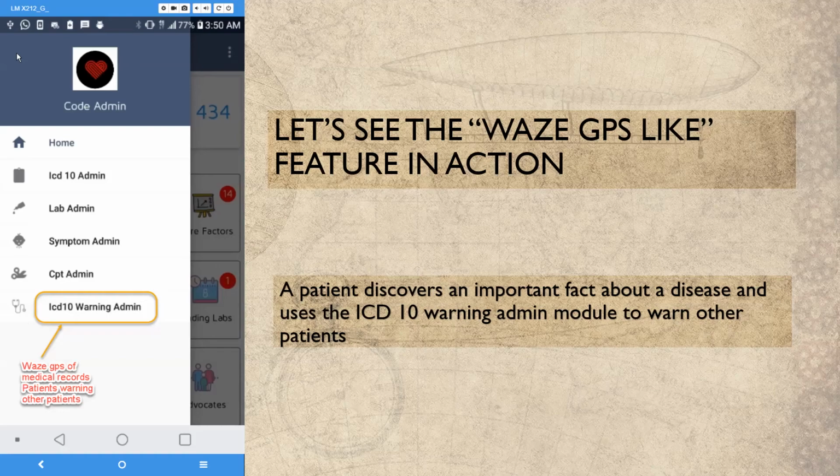Now let's see the Waze GPS-like feature in action. A patient discovers an important fact about a disease and uses the ICD-10 warning admin model to warn future users, to warn other patients. You go to the code admin and select ICD-10 warning admin.